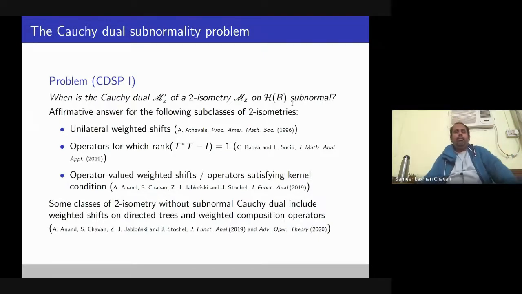Now this is a weighted shift operator, and you compute the Cauchy dual of the weighted shift. Then you will see that if the weights of the weighted shift are w_n, then the weights of the Cauchy dual are 1 over w_n. And you can see that if the moments of T are beta_n, then the moments of the Cauchy dual are 1 over beta_n. So this is the property of weighted shifts.